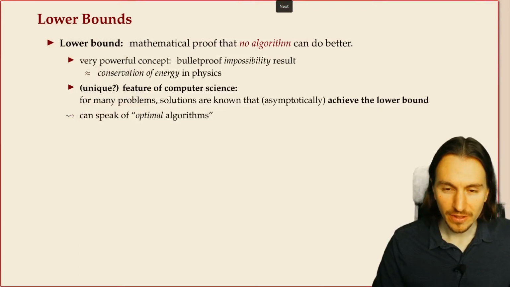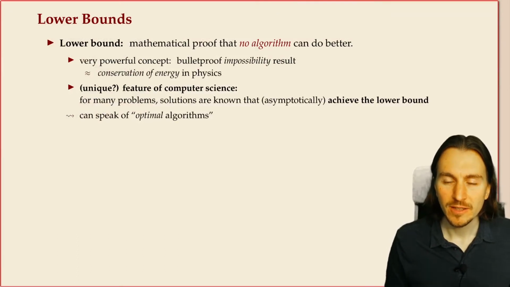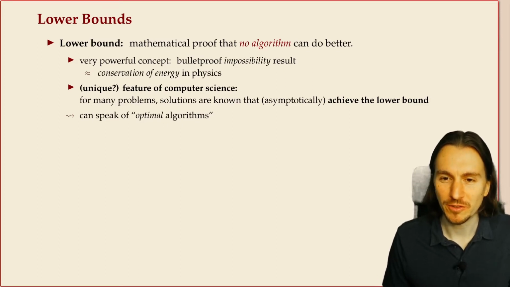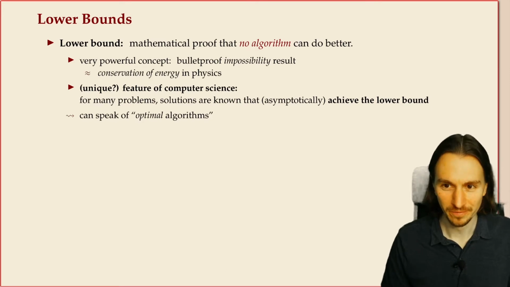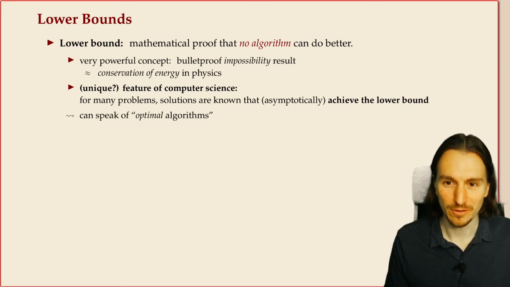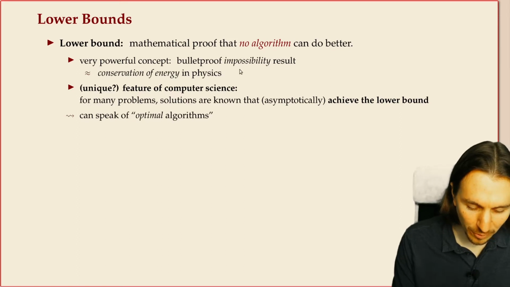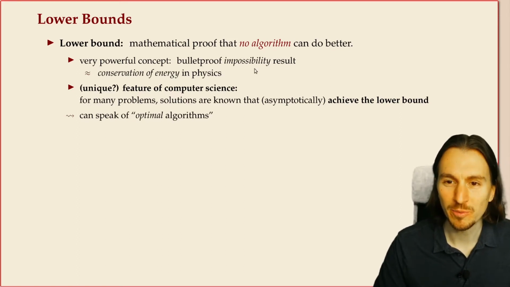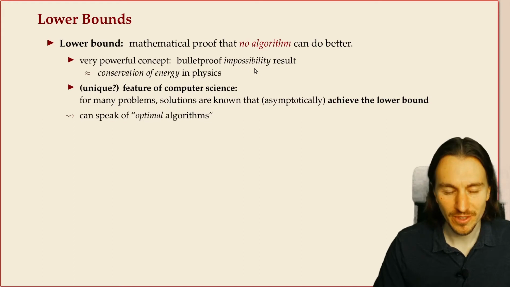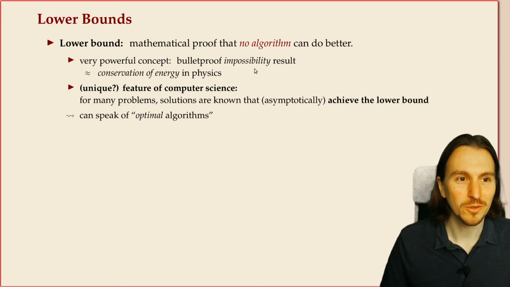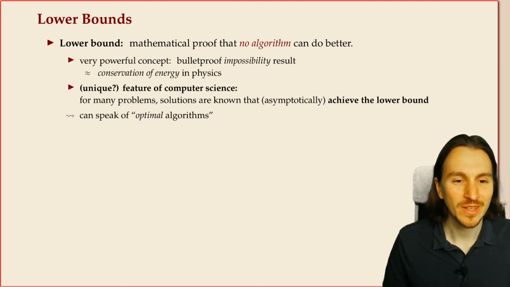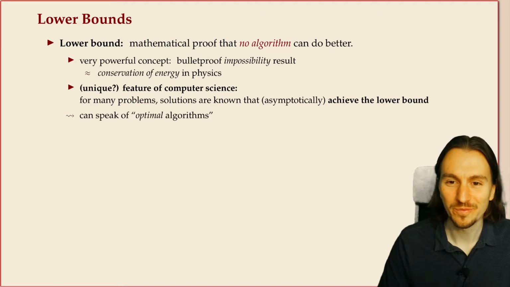A lower bound is a mathematical proof that no algorithm can do better. So it's essentially a statement about all algorithms. And these are very hard to prove. If you remember from the proof techniques, this is a statement that is quantified over all algorithms. It's a very powerful concept because it's an impossibility result that is proven rigorously, mathematically. So there's no wriggle room, there's no way to argue with this.